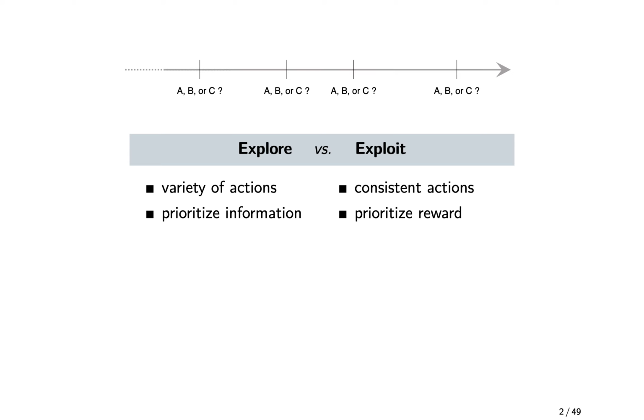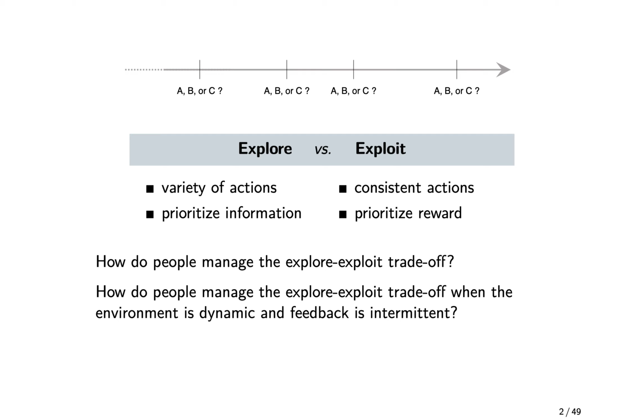However, in practice, this is a tricky balance to strike. How do people manage the explore-exploit trade-off? A good balance is even trickier to attain when which action is best can change with time, in which case one may need to return to exploration periodically. The main question I'll try to answer in this talk is, how do people manage the explore-exploit trade-off when the environment is dynamic and feedback is intermittent?